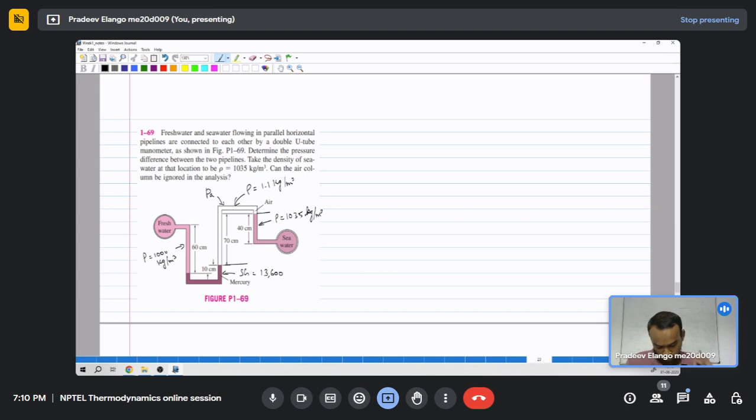Now to start solving, we can take this as a datum and then equate the pressure on the left side and right side of the U-tube.